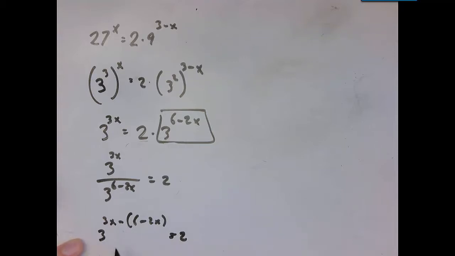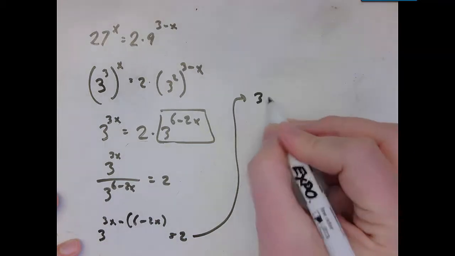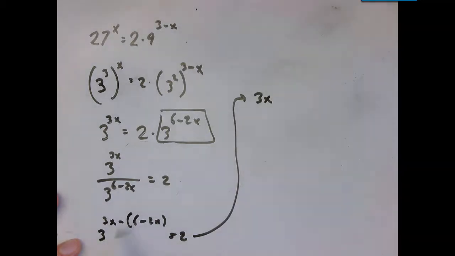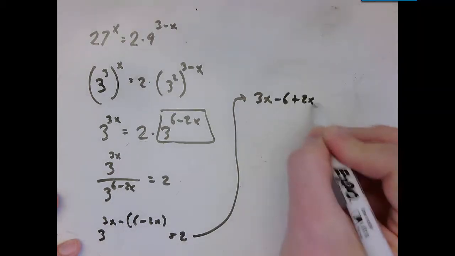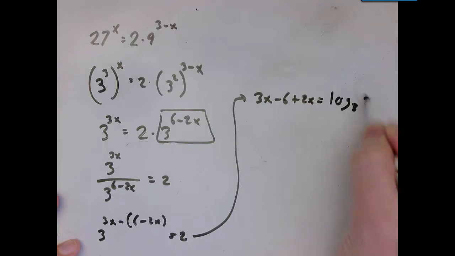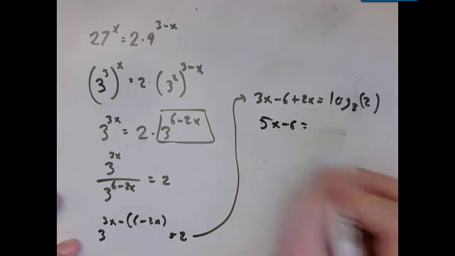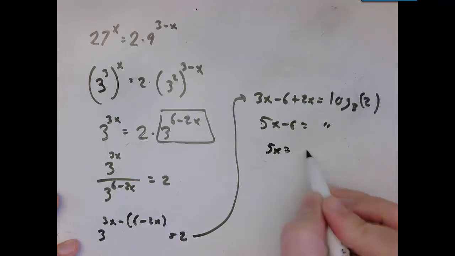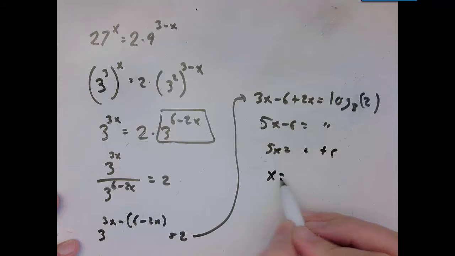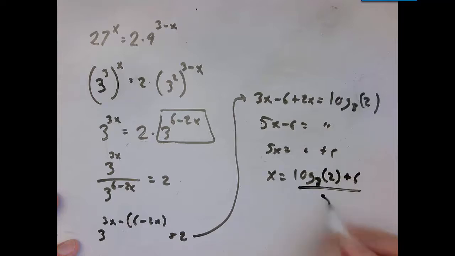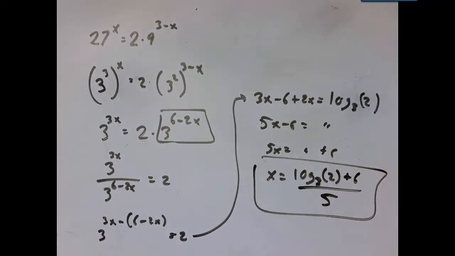We're going to take the log base 3 of both sides so that we can undo that exponential. So I've got 3x. Let's distribute the negative sign here. Minus 6 plus 2x equals log base 3 of 2. Log base 3 of 2 is just a number, so you can think about this as a single value. And now we're up and away. We've got 5x minus 6 equals the log, which means 5x equals the log plus 6, which means x equals the log, plus 6, divided by 5. And this is a perfectly great answer. Each of these things is a number, and so the overall thing is a number.